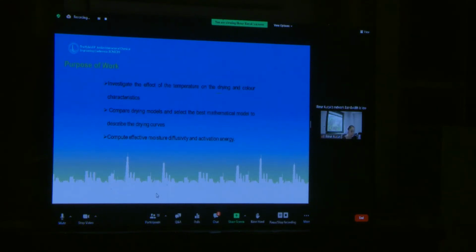In this work, the objective is to investigate the effect of temperature on color characteristics, compare drying models from our experiments, select a model to describe the drying, and also compute the effective diffusivity and the activation energy.